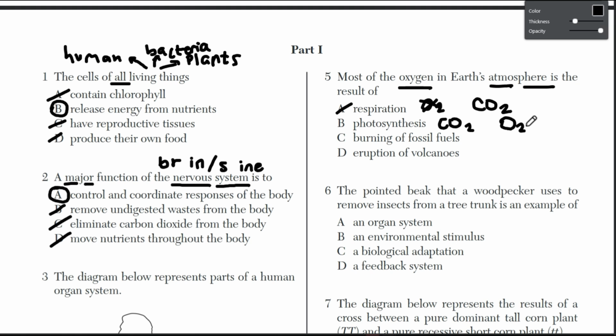C, burning of fossil fuels. Burning of fossil fuels does increase CO2, or carbon dioxide, in our atmosphere. It does not create oxygen. And lastly, D, eruption of volcanoes. Volcanoes can put a lot into our atmosphere in terms of gases and particles, but oxygen is not one of those. So it cannot be D, meaning that B is in fact our correct answer.